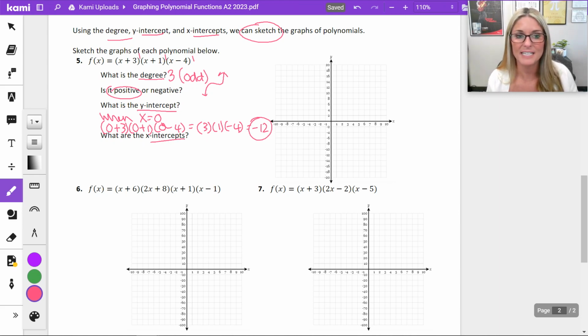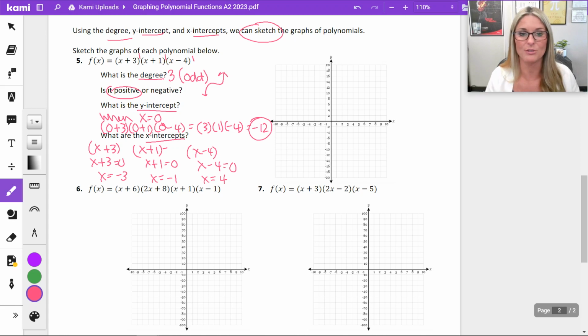The last piece I need are those x-intercepts, which we easily get from this factored form when we set each of them equal to 0. So for that first factor, x plus 3, as I subtract 3 from both sides, I'll get negative 3. For x plus 1, when I set it equal to 0, we'll have x equals negative 1. And the last one, x minus 4, when it is set equal to 0, the x-intercept will be positive 4. So we'll use all three of those to graph.